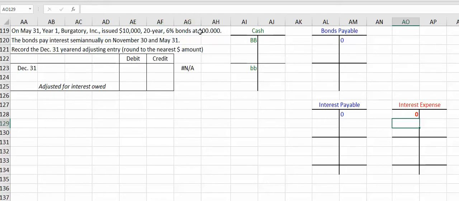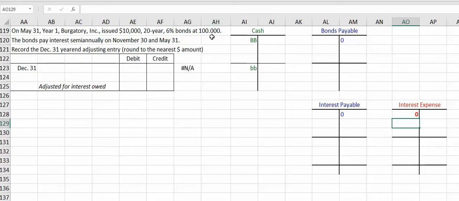But in the meantime, it's going to be paying interest, and the rate is 6% per year. However, half of that's going to get paid every November 30th and the other half on May 31. So 3% every 6 months for a total of 6% per year.